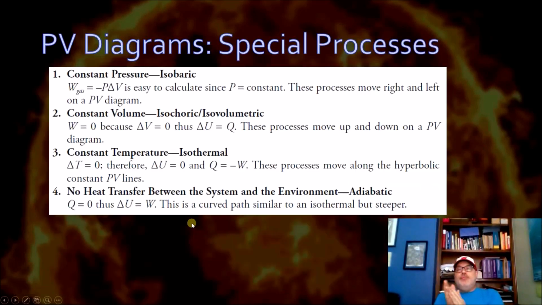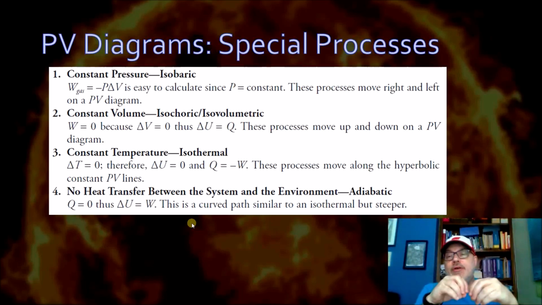We have 4 special processes that we need to make sure that we know the names of so that when they come up on the test, we know what they're talking about. One of them we've already talked about. Number 3 down here is isothermal. That's where the temperature stays the same. It always looks like a hyperbola. It's a curvy line. And so Q equals negative W.